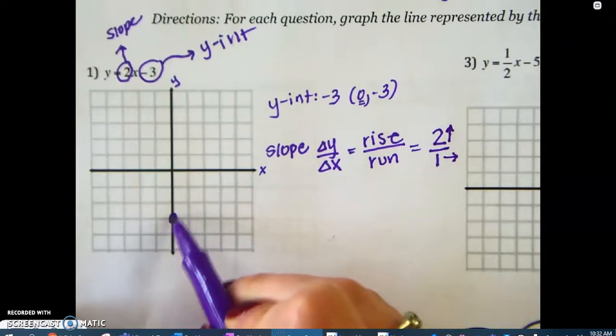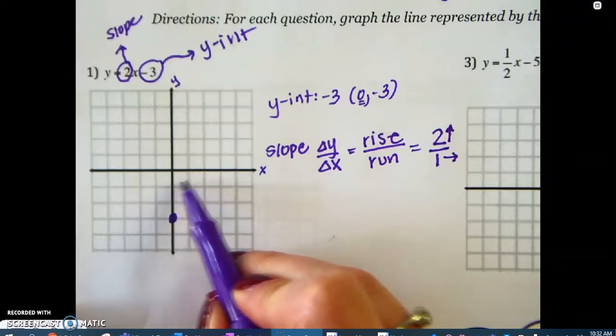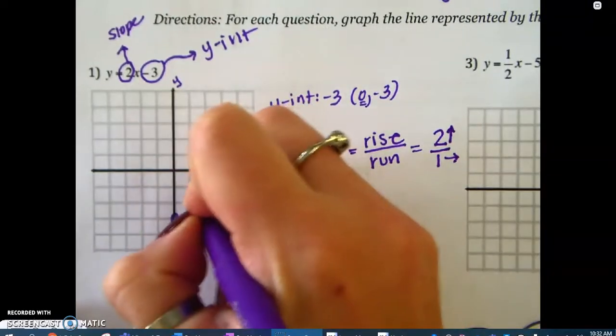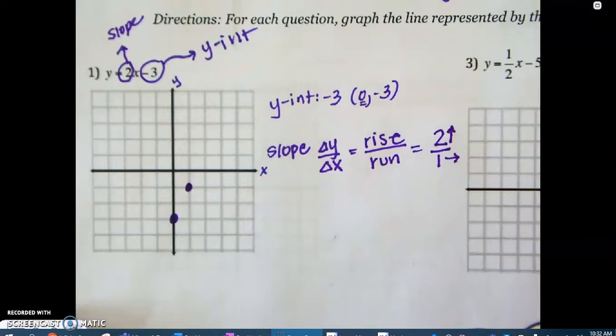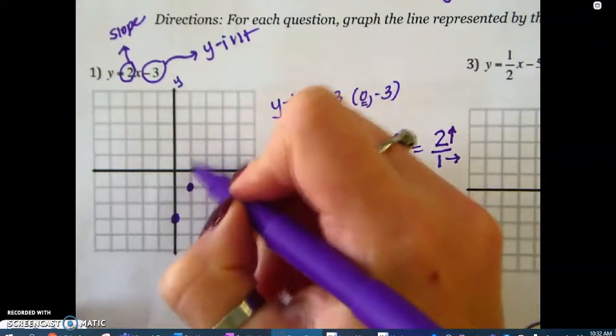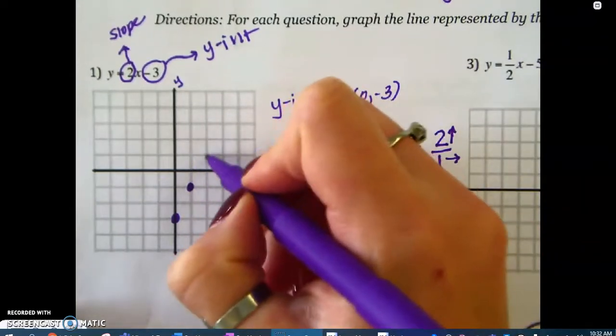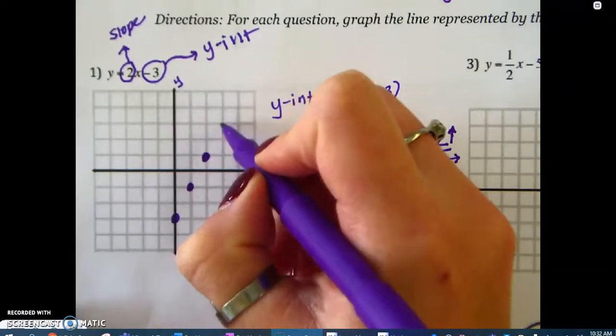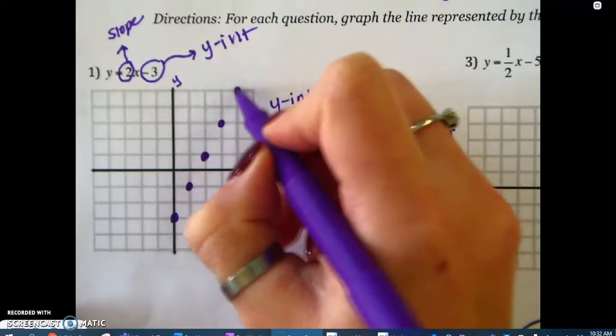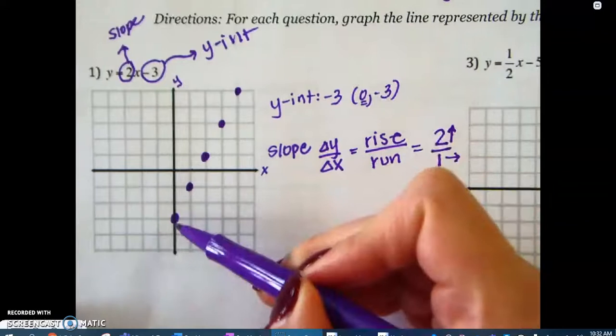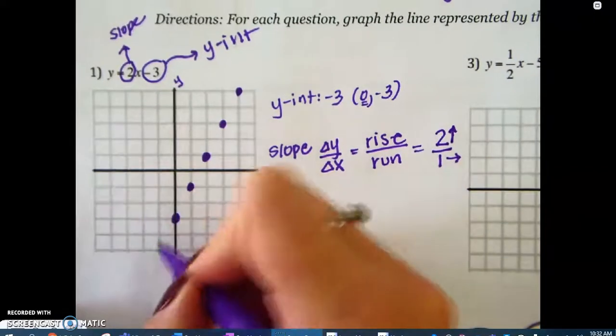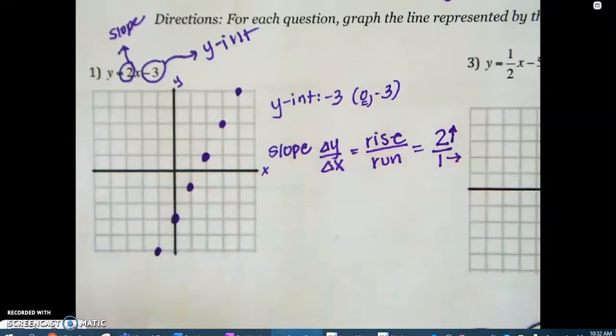So from my y-intercept, I'll count up 2. That's rise 2, run 1. And I can continue that pattern to get to my next point. Rise 2, run 1. Rise 2, run 1. Rise 2, run 1. And I could even go backwards by going down 2 to the left 1. So I'm going in the opposite direction there both ways. So now I have all the points on my line.